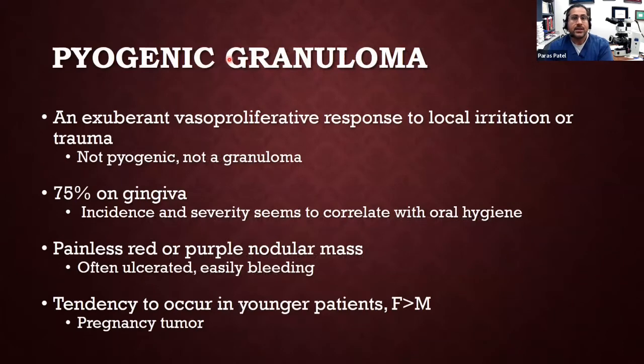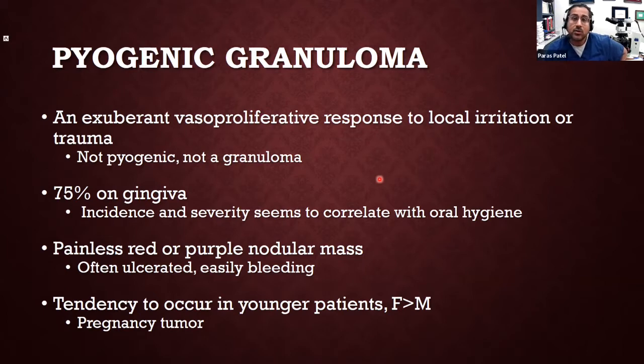All right, so pyogenic granuloma, an exuberant sort of vasoproliferative process. The name is awful. It doesn't produce pus. It's not purulent, and it's not granulomatous inflammation. So despite the name, we've had this for decades, and it makes no sense to continually change stuff up, so we continue to use it. It really is a vasoproliferative process in response to some local irritation.